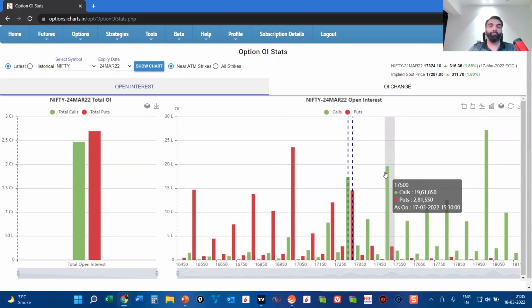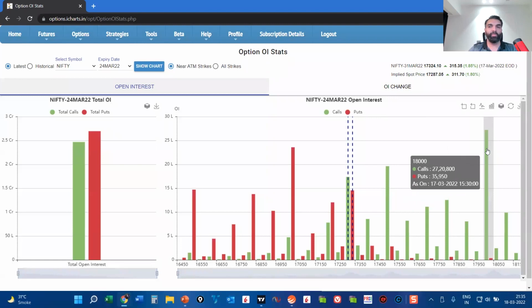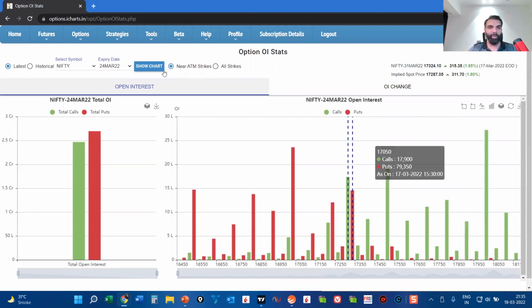We do have a barrier in between, which is the 17,500 level, but that is not showing a very, very high open interest right now. The highest open interest for the coming week is at 18,000 odd levels. So on the basis of this, we can maintain a slightly bullish stance in the coming week.